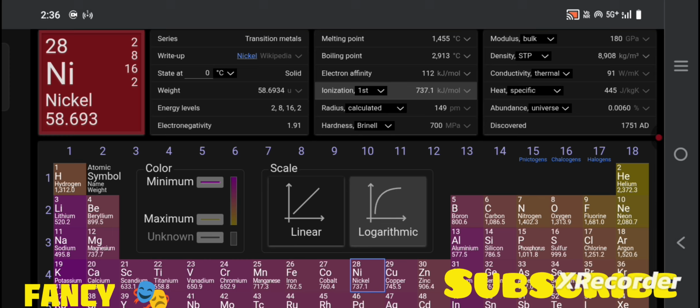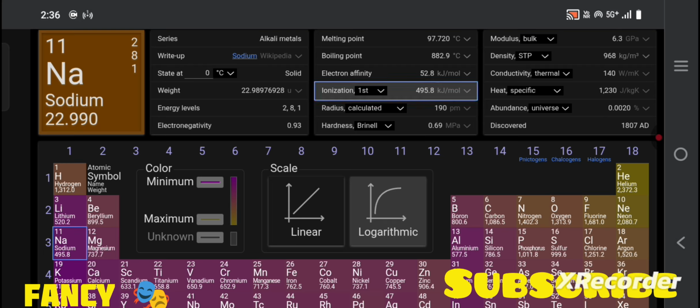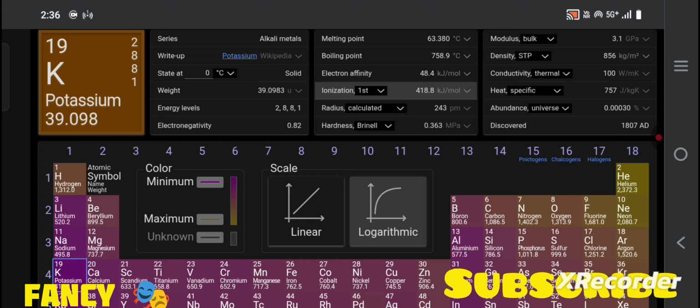That is for the periods. Whereas when you move down the group, again see, for example sodium I have chosen, the ionization energy is 495, and for potassium it is 418. There is a decrease. Is it clear? The next is rubidium. What is that?